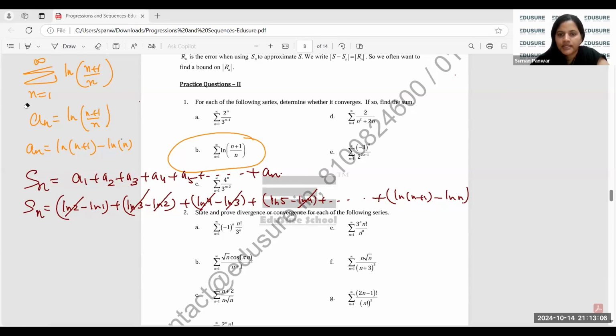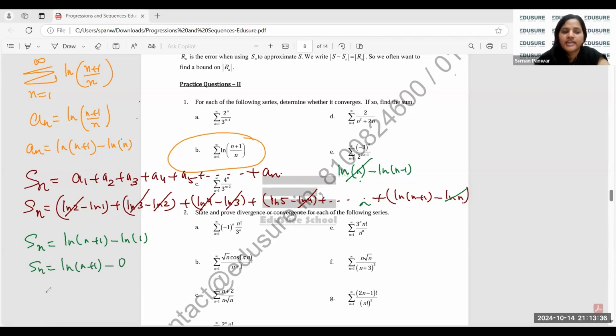Okay. Let us write the term before this as well. So we should be having, yeah. Okay. So yes, this will get cancelled out with this. So eventually your Sn will be log (n plus 1) minus log 1. So your Sn will be log (n plus 1) minus 0. Log of 1 is 0.